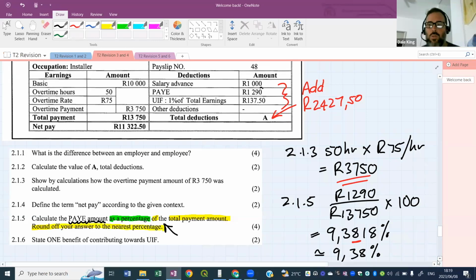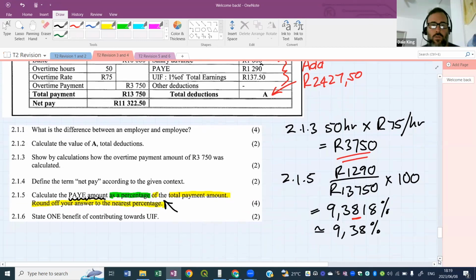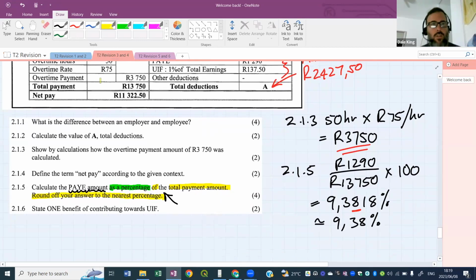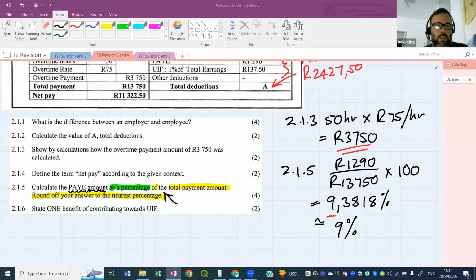So here's a specific instruction. We always round off to 2 unless they tell us to do something special. They've told us to do something special here. So let's go back. We're not looking at the second decimal place. We're looking at the 9, the nearest percentage. Will that 3 change the 9? No, it won't. So this is just going to be 9%.